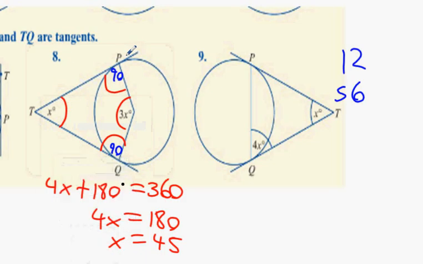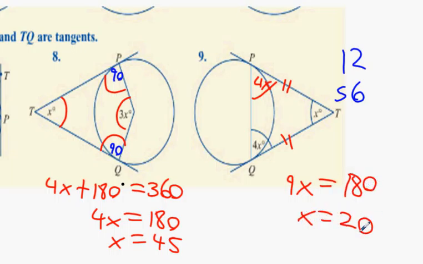This is an isosceles triangle. That turns that into 4x. 4x plus x is? It's three angles, isn't it? So what's that? 180, which means x will be equal to 20.